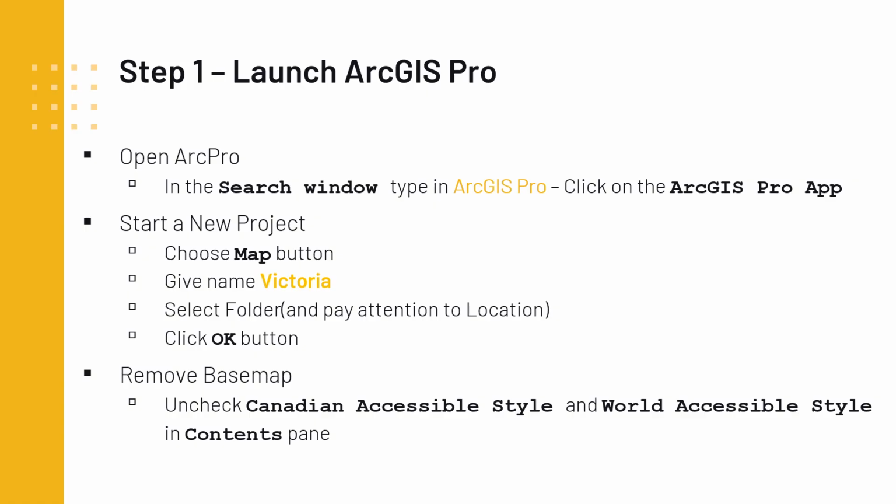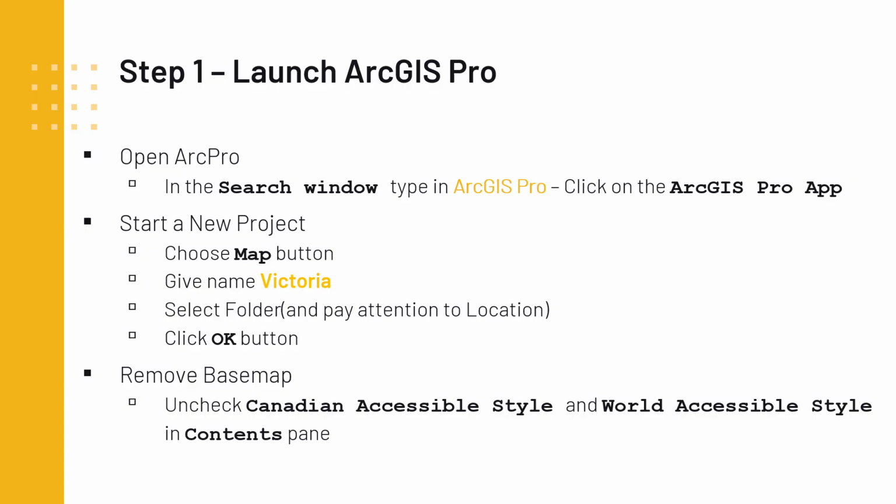Next, we need to start a new map project. To do this, under the New Map section, you're going to click on the Map button. This is going to open up a pop-up. It's going to ask you for the name of your new project. I'd like you to enter the name Victoria.